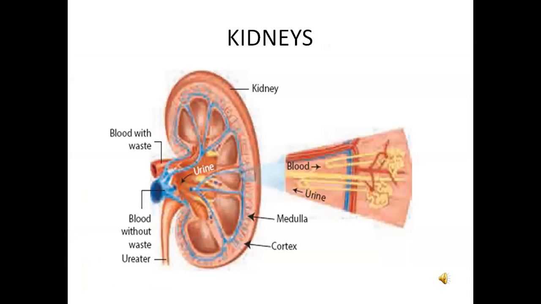Kidneys. These are bean-shaped structures present in the abdominal cavity. The functional units of the kidney are called nephrons, which filter the blood and form the urine. In the diagram, red color is blood with waste, and blue color is blood without waste, along with the ureter, medulla and cortex. These are the parts of the kidneys. The unit of the kidney is called the nephron.